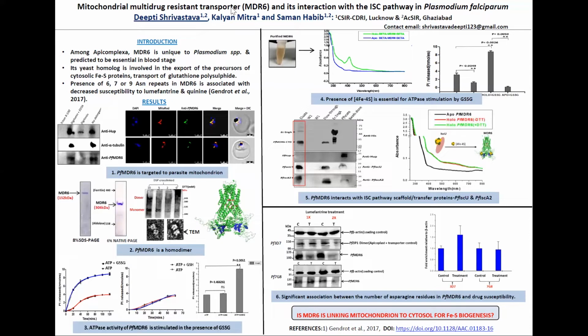Further, we have seen that in the presence of FeS cluster and the ligand, the ATPase activity of the transporter is stimulated, suggesting that there must be some conformational role played by the iron sulfur cluster in the activity of MDR6. Further, we dug out some interaction partners of MDR6, and after pull down, it was observed that MDR6 interacts with components of the ISC pathway of the mitochondrion.